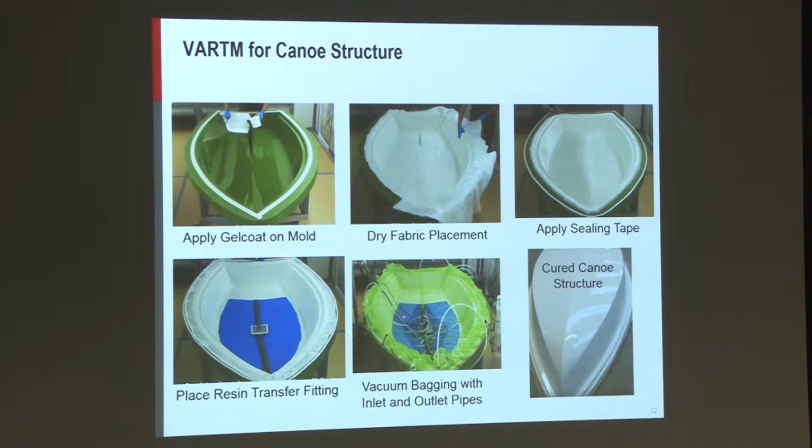The dark region that you see here is the area with impregnated resin. And after the complete infiltration, the resin has completely infiltrated, it's cured, and the canoe is separated, and this is the structure.